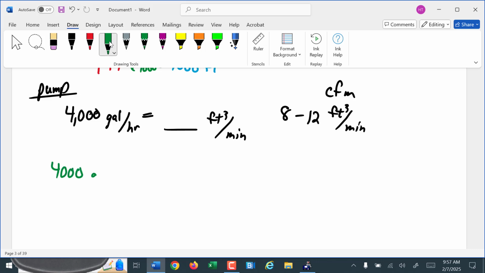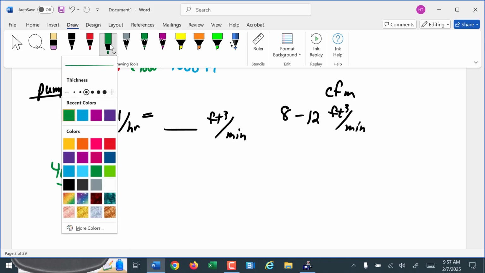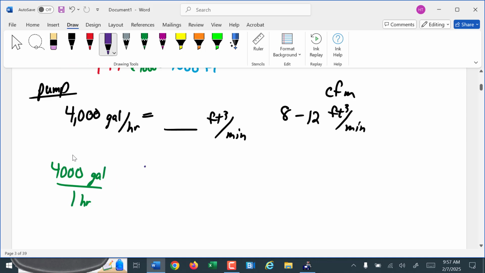I'll put our 4,000 gallons over 1 hour. It's a terrible pump. Yeah, it's a really small one. We get rid of our gallons, so they go on bottom, going to cubic feet. Anybody know how many gallons are in a cubic foot?